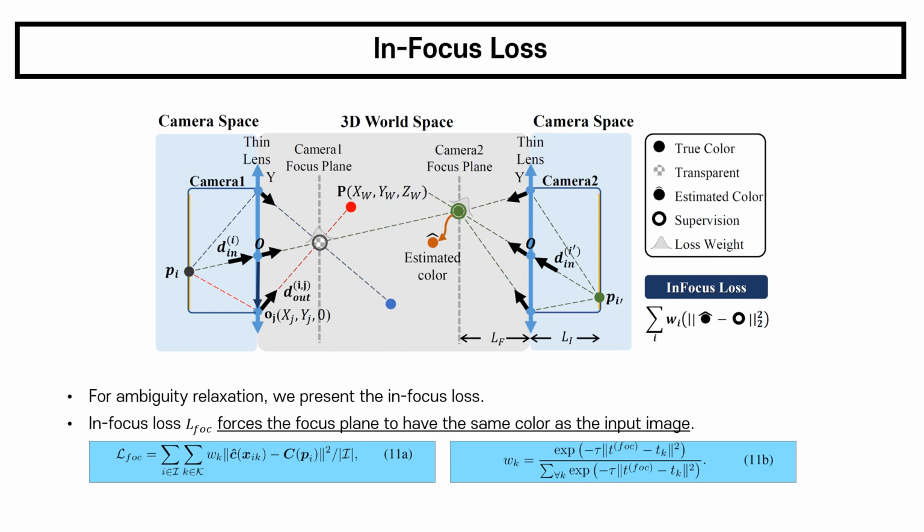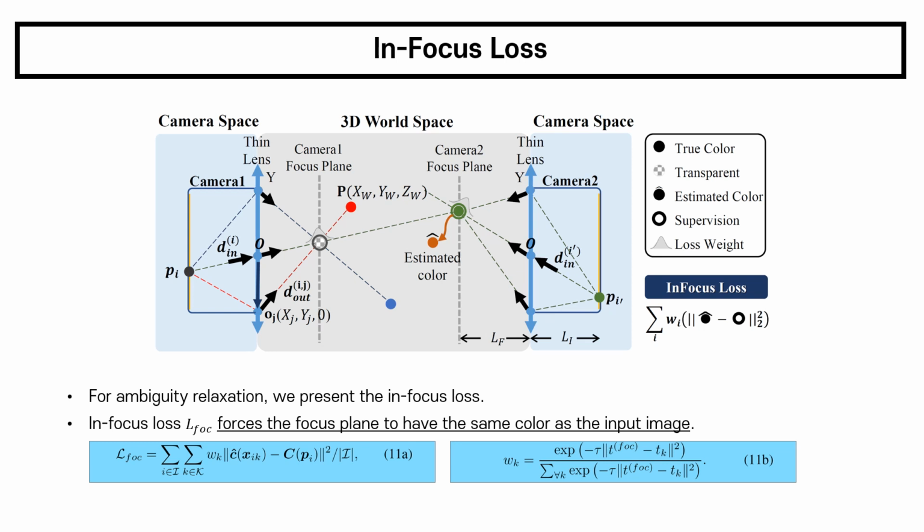As mentioned in the previous slide, LensNeRF tries to minimize the photometric loss during training. For additional ambiguity relaxation for deblurring task, we present the in-focus loss. This loss forces the color of the sampled 3D points to have the color of the pixel, if the 3D points are close to the focus plane.